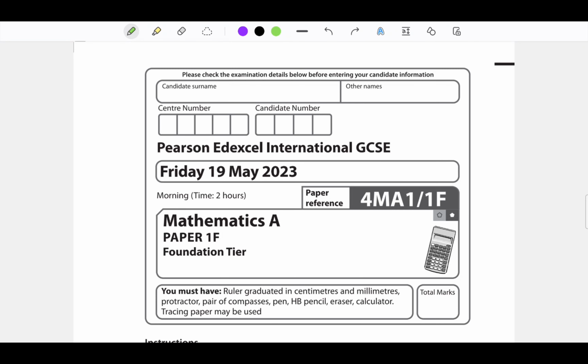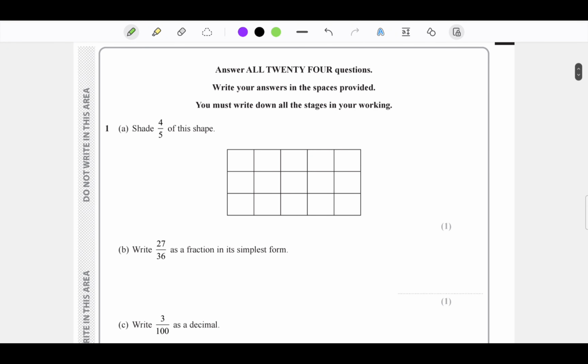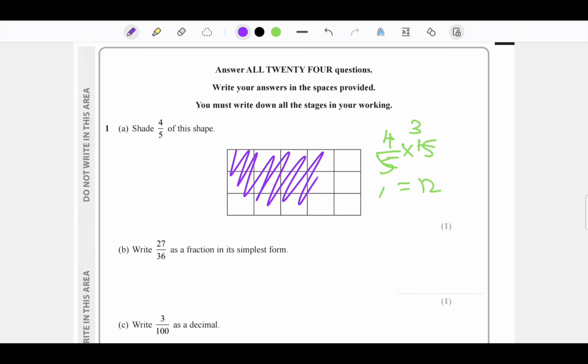We are going to be taking a look at Mathematics A, Paper 1F of May 2023. Question number 1. Shade 4/5 of the shape. Now, how to do this is 4 out of 5s. You times it by 15, which is the total number of squares in the diagram given. We are going to get an answer of 12. Therefore, we need to shade 12 squares, and that will be our answer for question number 1A.